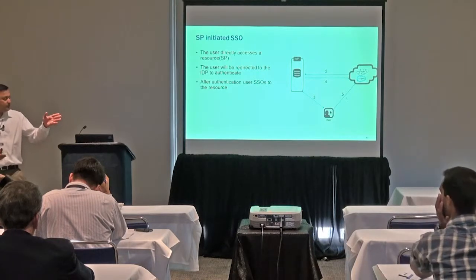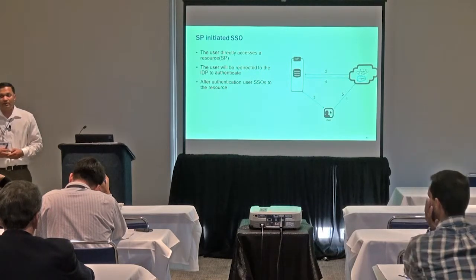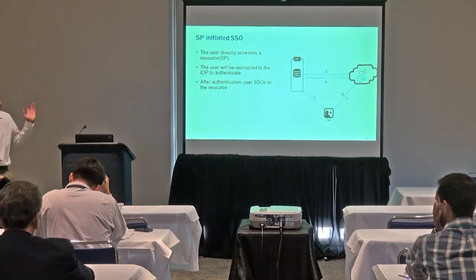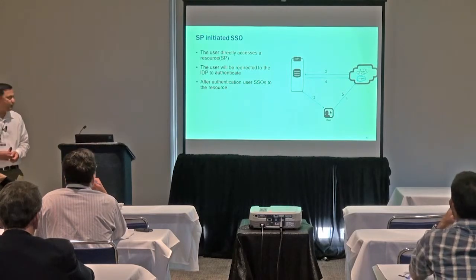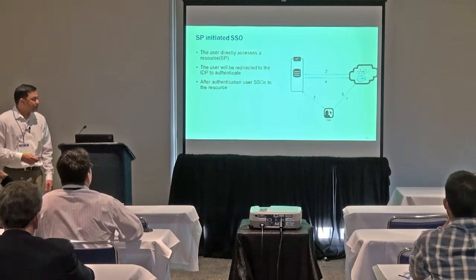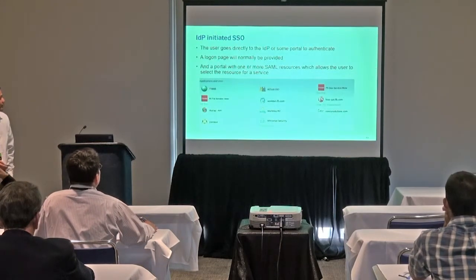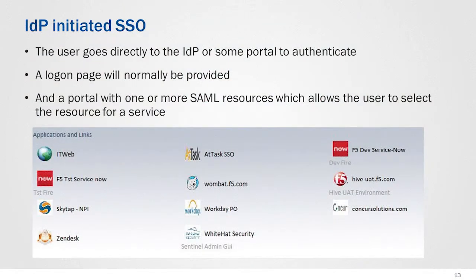So user goes to Google Apps. Google Apps sends a request to the IDP saying, hey, what do you want me to do? The IDP authenticates the user, sends back the token, the assertion, to Google Apps, and then the user can access Google Apps from there onwards. And IDP-initiated SSO, this is what we use internally.